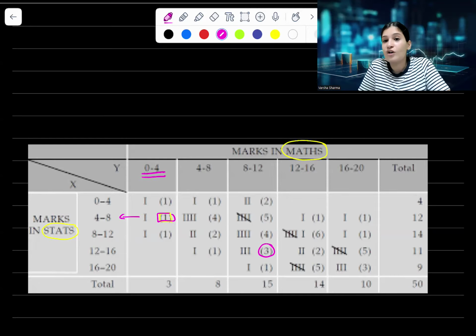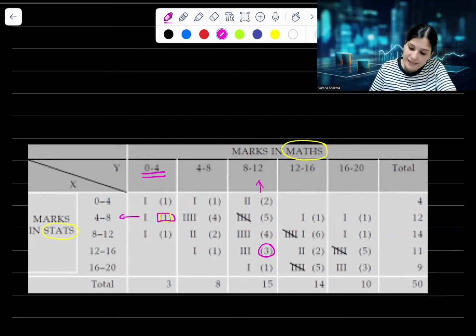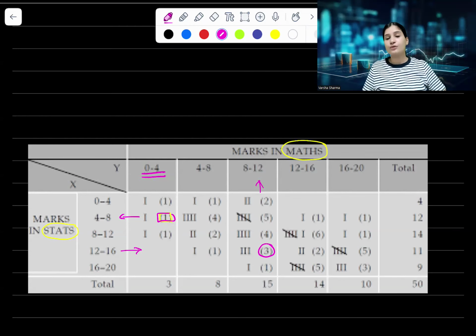These three students have got marks in maths between 8 to 12 and in statistics between 12 to 16. So such a distribution is known as a bivariate frequency distribution or a two-way classification or joint frequency distribution. So we are going to study such type of data.